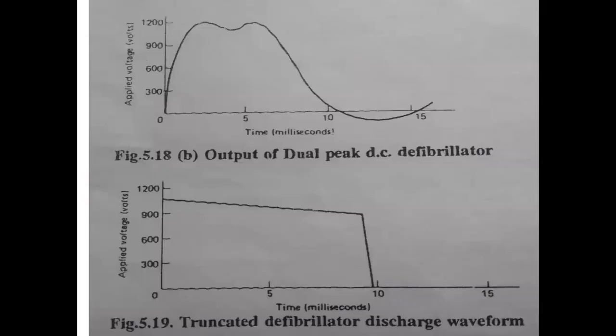These are the waveforms for the dual peak DC defibrillator and the truncated defibrillator discharge. If you observe the second waveform, we obtain an almost constant waveform. After that, the signal is truncated, and there is no signal present.